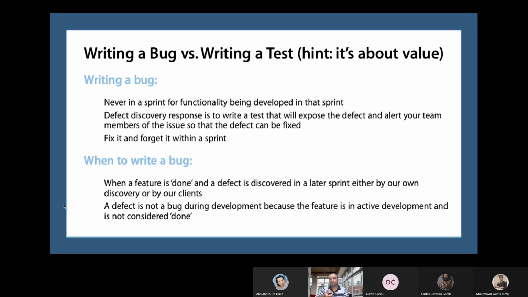Defect discovery response is to write a test that will expose the defect and alert your team member of the issue so that the defect can be fixed in a later phase of time also. When you are writing good test cases, if there is any regression failure, at that time also it can be detected. When it comes to the sprint, within a sprint we will say, okay, fix the issue and then forget it.